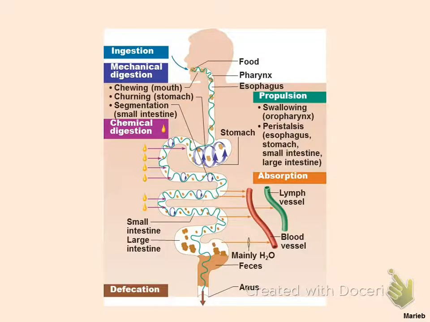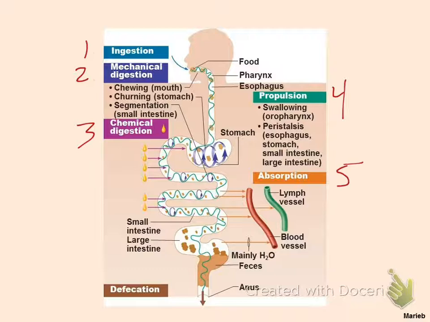I like this figure from your book because it color codes all six of our processes. So notice we've got ingestion with kind of a light blue color, mechanical digestion with the darker blue. The yellow droplets and purple arrows are demonstrating chemical digestion. Propulsion is that green squiggly line. Notice propulsion happens through the entire GI tract.